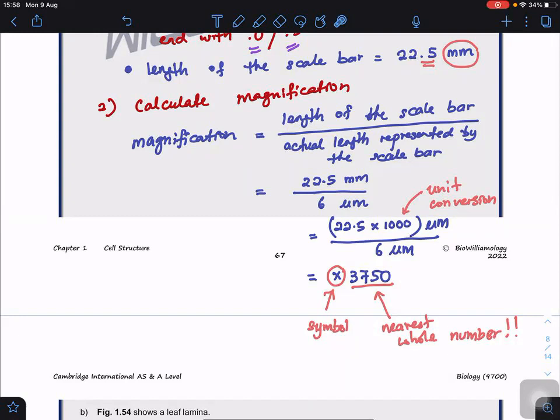Can you see that? It's a whole number. So you multiply with 1000 and divide by 6, and 3750 is a whole number. Okay, so if no questions, then I stop my recording.